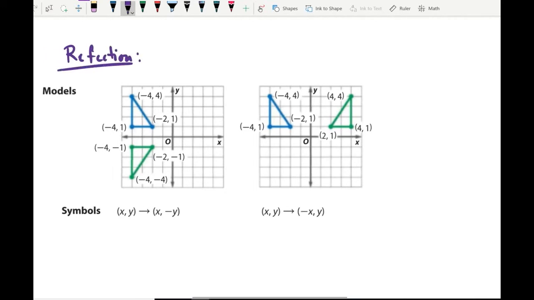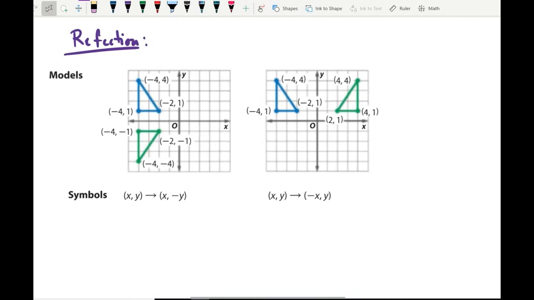Okay, so when we do reflection, we think about a mirror, right? There are two ways to put your mirror. It can be on the x-axis or on the y-axis. In the first picture on the left, the mirror stays at the x-axis. If it's reflected across the x-axis, all the y values change their sign. If you reflect across the x-axis, the y value will change sign.